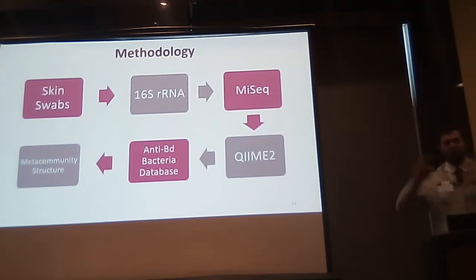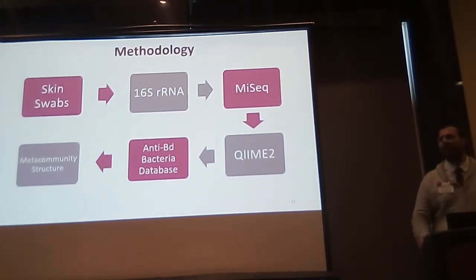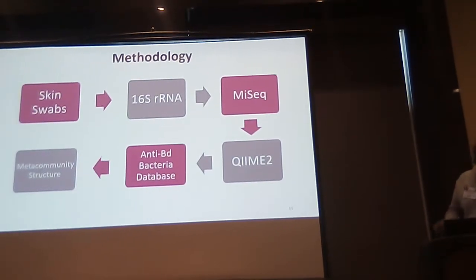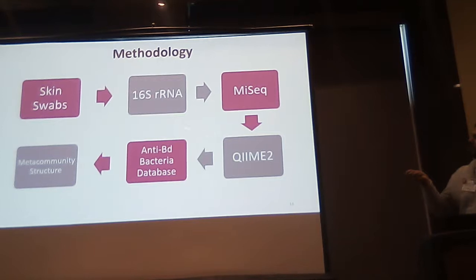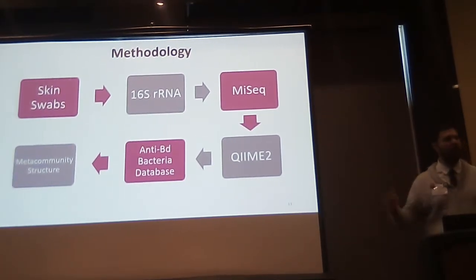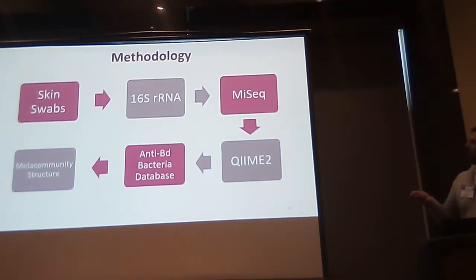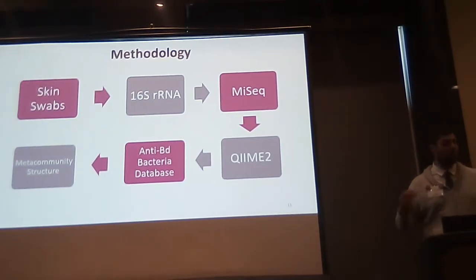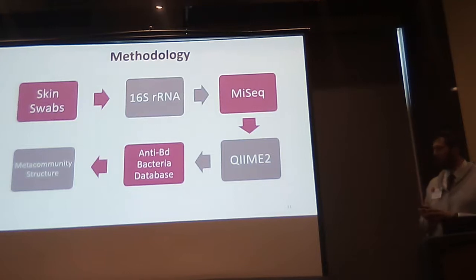So I'm going to briefly go over the methodology. I know we have a lot of 16S rRNA sequencing research presented in this session. We collected skin swabs. We brought those into captivity, extracted DNA, amplified the 16S rRNA marker. Then we sequenced those amplicons on a MiSeq. And we used QIIME 2 to characterize our microbial communities.